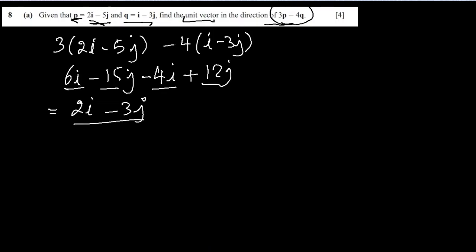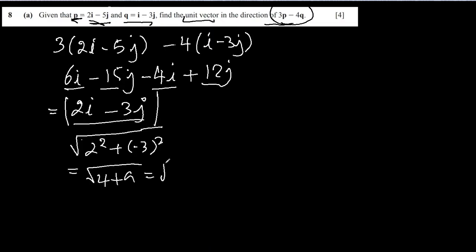And we have to find a unit vector in this direction. So for a unit vector, we need to know the magnitude of this vector. The magnitude will be the square root of 2 squared plus minus 3 squared, which is the square root of 4 plus 9, square root 13. We want a vector in the same direction as 2i minus 3j, but the magnitude is just 1.